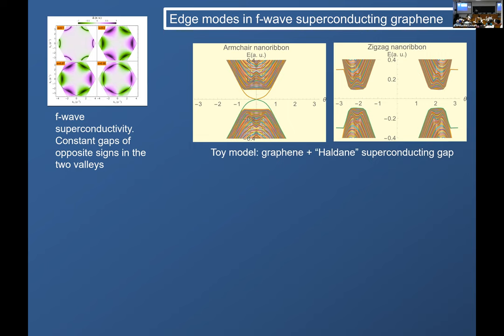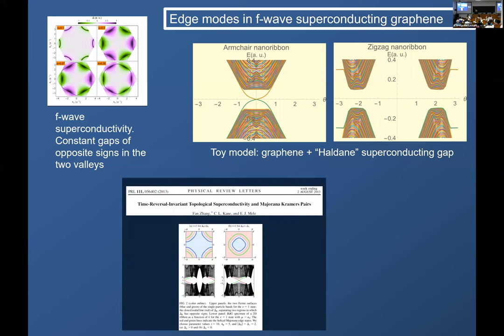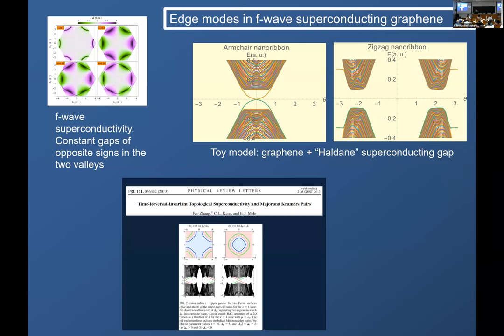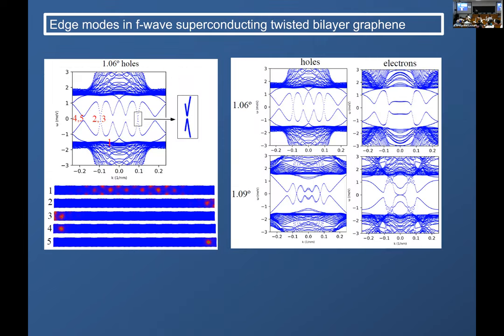And notice that these are calculations for amateurs. Notice these edge modes. These are Majorana edge modes only in an armchair edge. And that resemblance is not quite the same as what has been studied in this paper by Payne and Meller. These Andreev states in the middle of the gap are protected by the symmetries of the armchair edge, and they are not present in the zigzag edge.